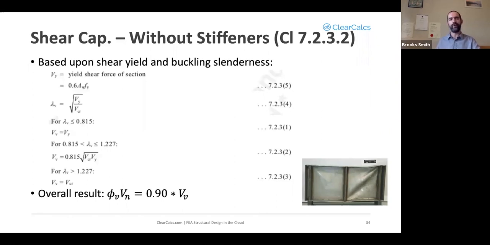If you don't have stiffeners, first you calculate your shear yield capacity. That's 0.6 times the area of the web times Fy. Calculate a slenderness factor for shear. That's equal to square root of Vy over V critical. And then depending upon the value of that lambda sub V, you have different sets of equations such that your overall result will be something between your shear yield capacity Vy and your critical shear buckling capacity VCR. Phi factor for shear is 0.9. So then your overall result for your shear capacity is going to be 0.9 times the V sub V value you calculate in here.